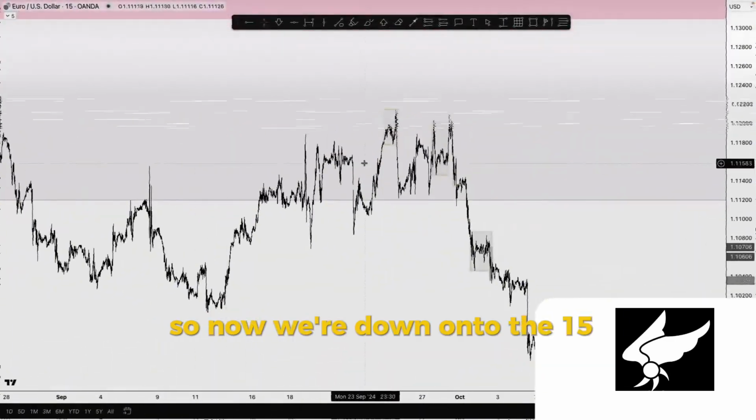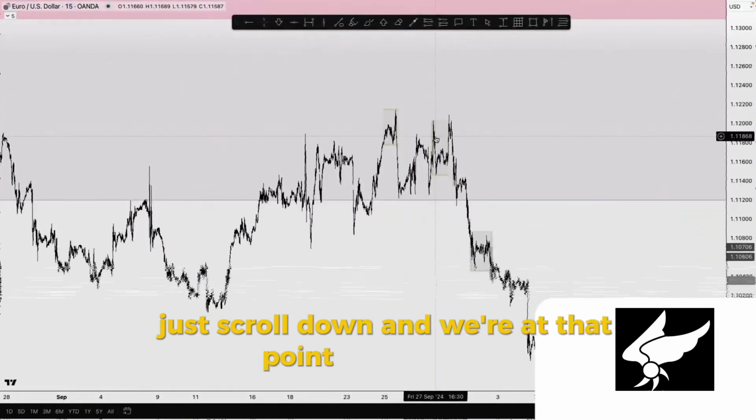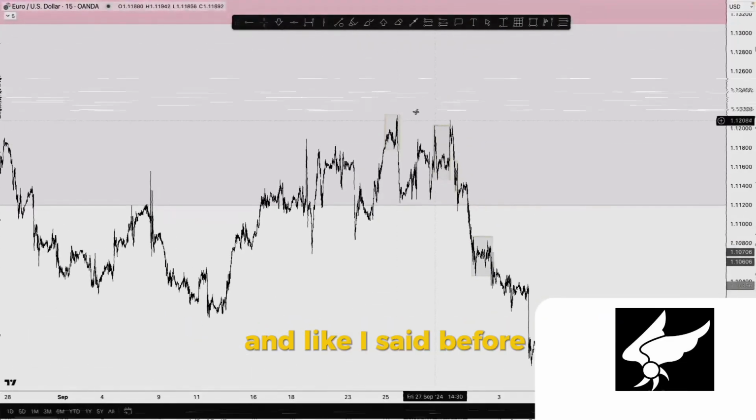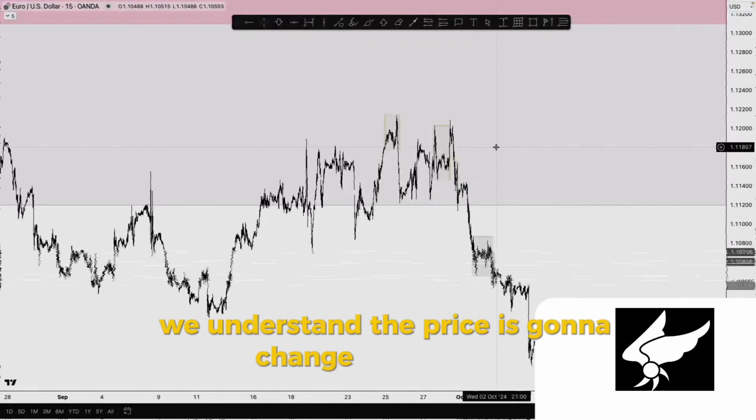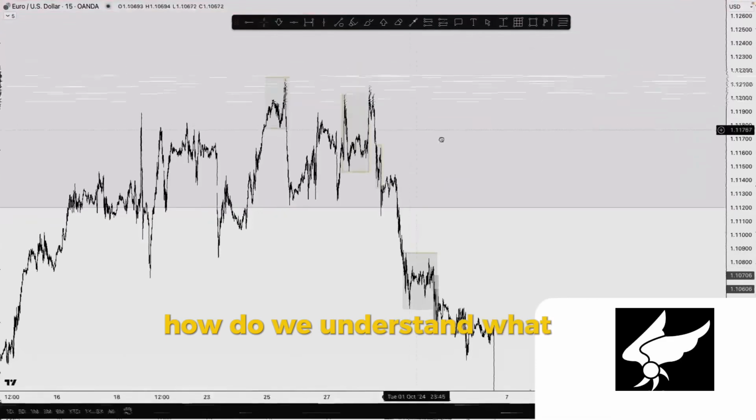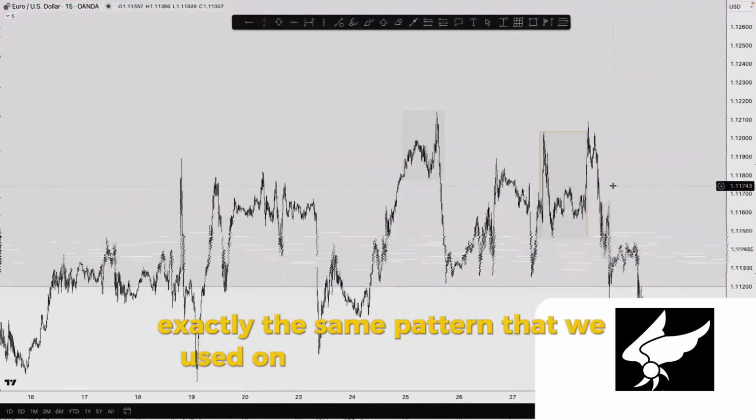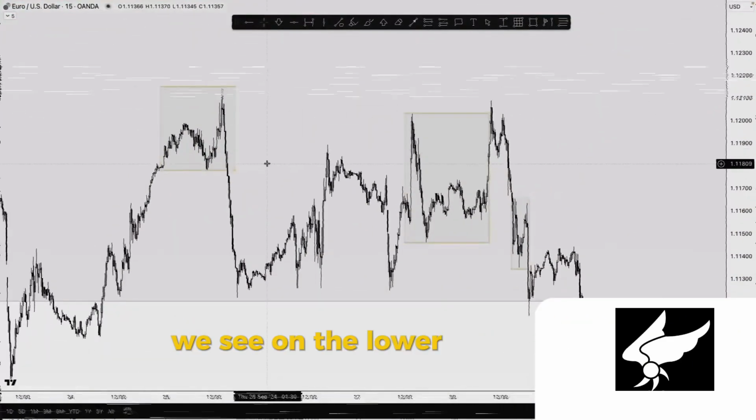So now we're down onto the 15-minute chart. I've just scrolled out and we're at that point of mitigation. And like I said before, we understand that price is going to change its direction. How do we understand? Well, we used exactly the same pattern that we used on the higher time frame as we see on the lower time frame here.